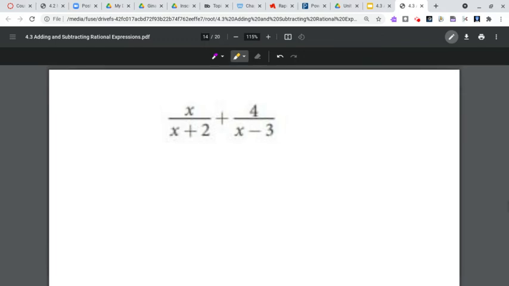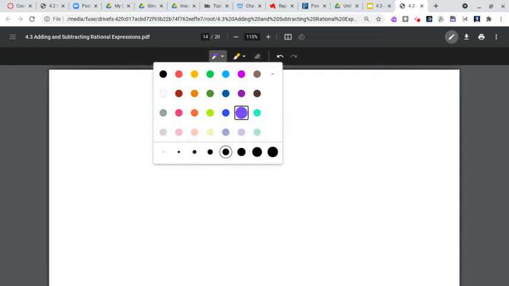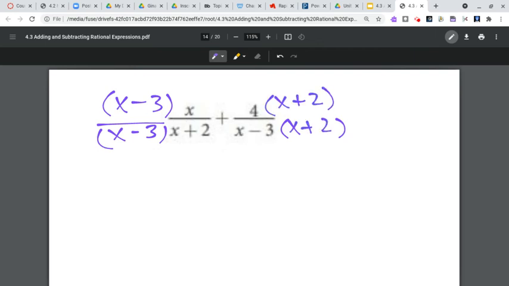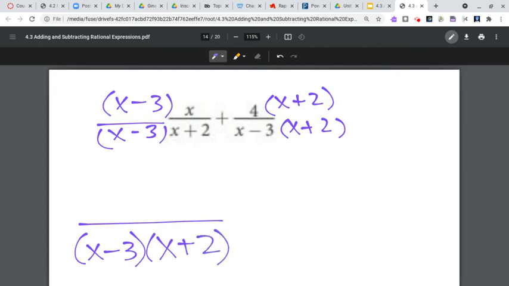Next problem. I have 2 completely different binomial denominators. I cannot factor either. They're binomials that are not factorable. So I'm going to multiply the left-hand numerator and denominator by x minus 3. I'm going to multiply the right hand by x plus 2, bottom and top. I know my denominator now is x minus 3 times x plus 2. That's my least common denominator.